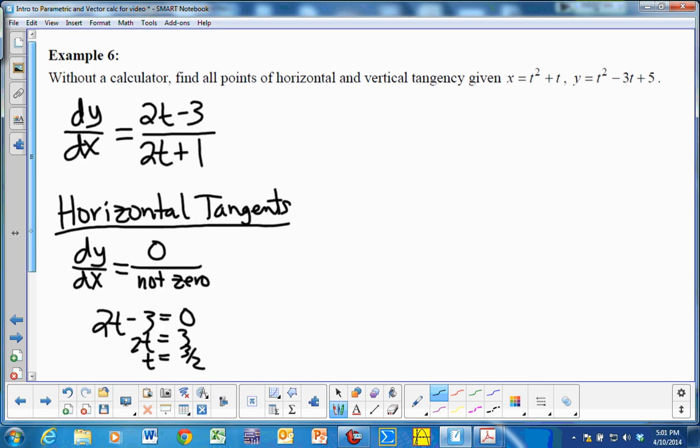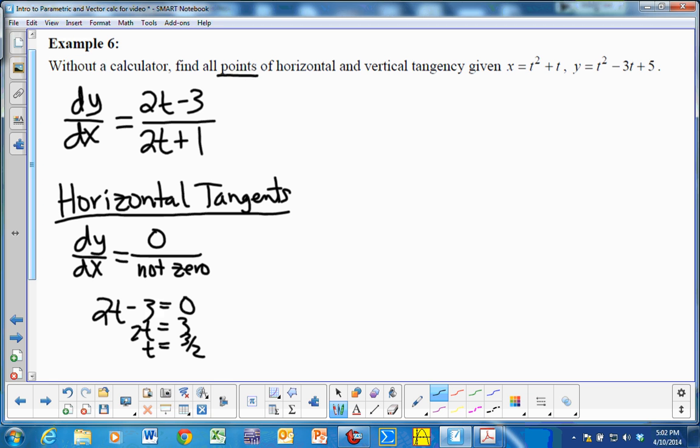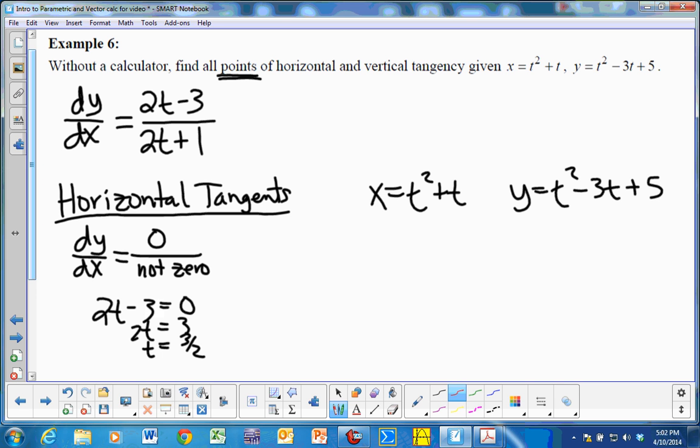Well, that doesn't make sense to just say that, because it says points. All points of horizontal and vertical tangency. So it's saying on the graph, at what point do you have a horizontal tangent line? So I need to plug in that t equals 3/2 into the equations to get my x and y coordinates. So I've got that x equals t squared plus t, and y equals t squared minus 3t plus 5. Well, now I need to plug in my value that I found. So that's 3/2 squared plus 3/2. And then this would be 3/2 squared minus 3 times 3/2 plus 5.